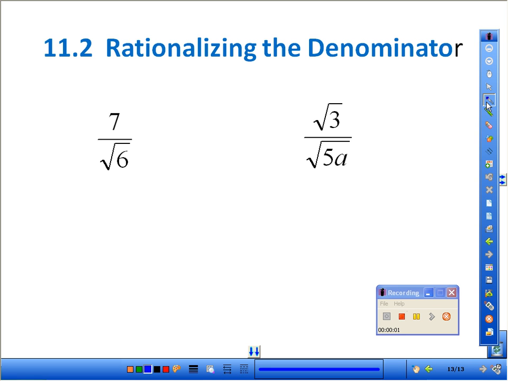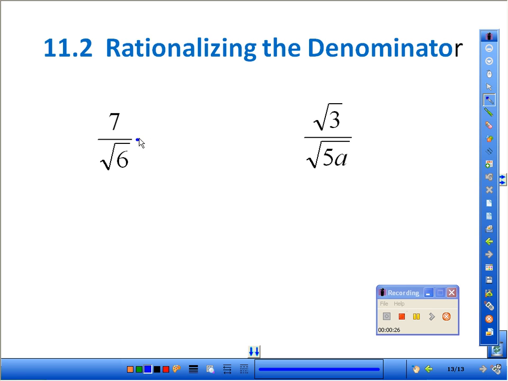If you remember, one of the rules for a radical expression to be simplified is that there cannot be a radical symbol in the denominator. So what we need to do is get rid of the radical symbols in the denominator through a process called rationalizing the denominator. If we look at this first example here, 7 divided by the square root of 6, our goal is to get rid of the radical symbol over that 6.